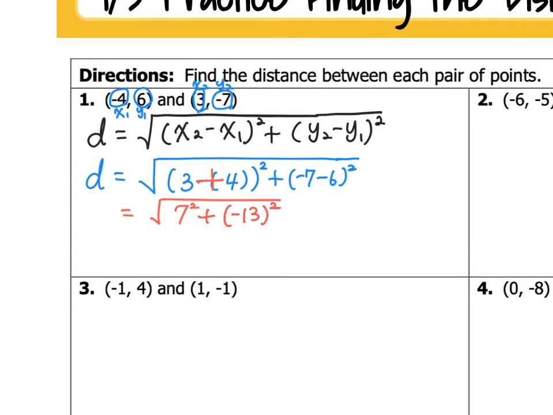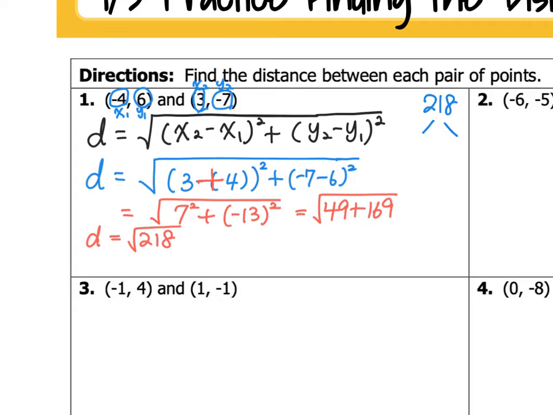You can try without a calculator or you can use a calculator. It's up to you. So that will be the square root of 49 plus 169. That will give us 218. So d equals square root of 218. We still have the last step, simplifying the square root of 218. Let's see what we can do.